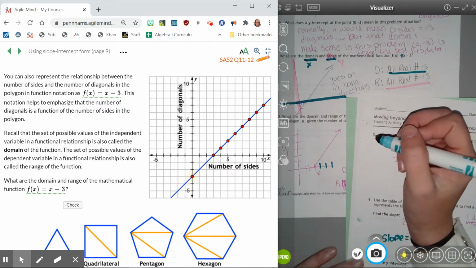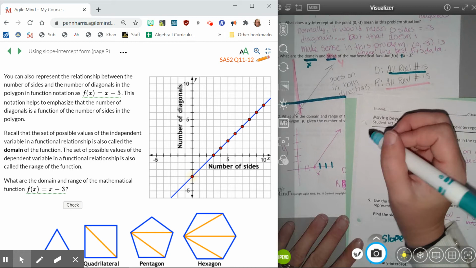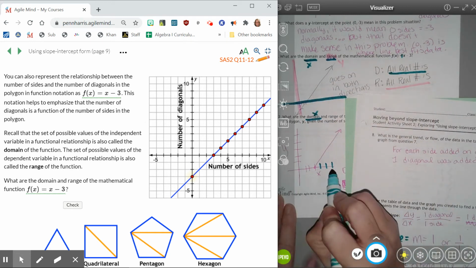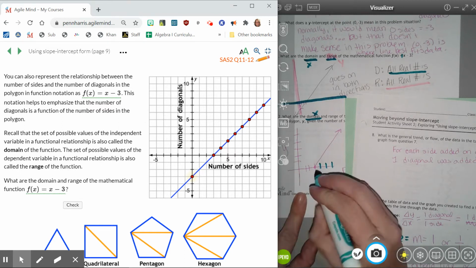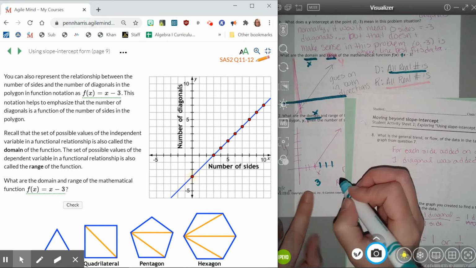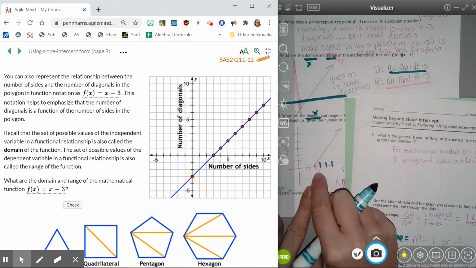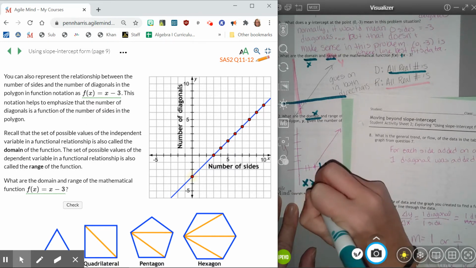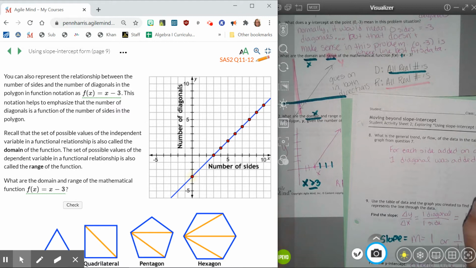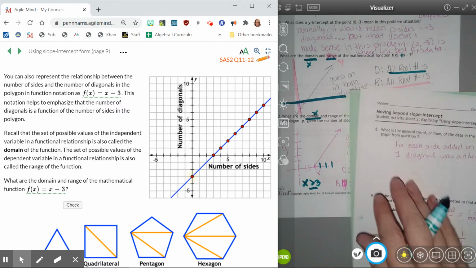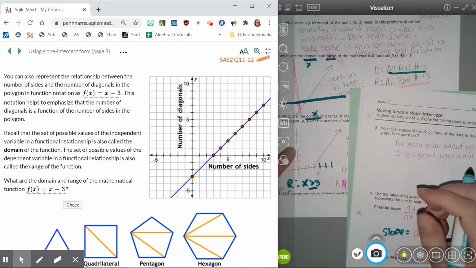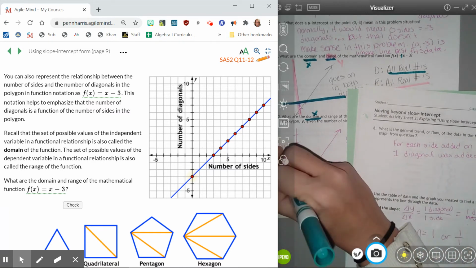If I look for the domain, that's again my x values. So I'm going to look down here. Where does it stop at? It stops at 3. Well, what do we know about 3? It can't be smaller, but it can be bigger, including the number 3. So we're going to say that x has to be greater than or equal to the number 3. Okay, that's my domain.